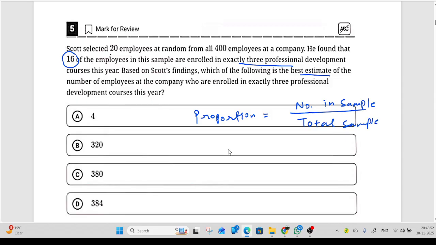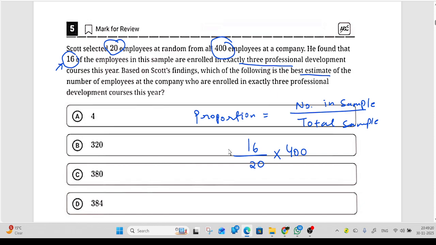So if you see, this is 16, the number in the sample, over the total sample of 20 employees, right? And this is my proportion. To estimate the number of employees in the entire company, we multiply the proportion found in the sample by the total number of employees in the company, which is 400. So this is what we are supposed to do.